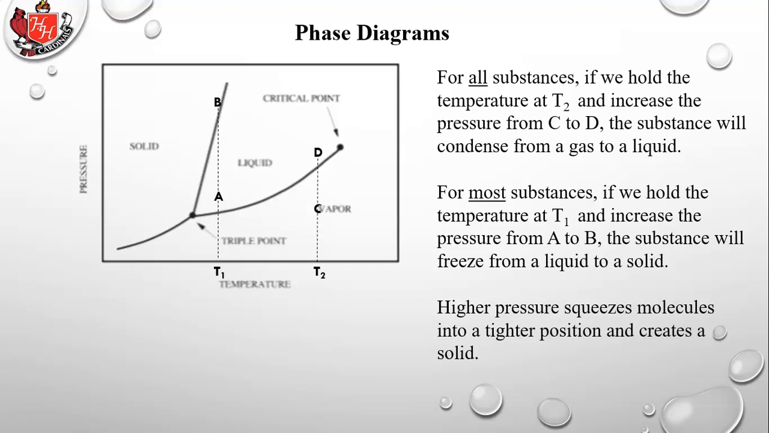Now let's look at T1. For most substances, if we hold the temperature at T1, and let's say we start at point A, and we increase the pressure from A to B, the substance will freeze from liquid to solid. So again, the temperature staying the same, it has the same amount of kinetic energy, but the pressure is increasing as you go up from A to B, so you're squeezing the molecules of liquid even tighter together, and that causes them to become a solid. They just get stuck together, they can't move around anymore at point B, and they become a solid. So higher pressure squeezes molecules into a tighter position and creates a solid.